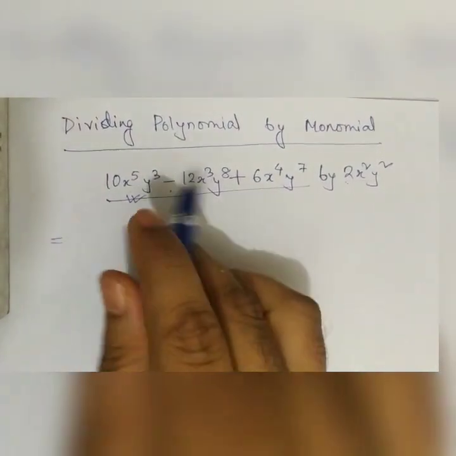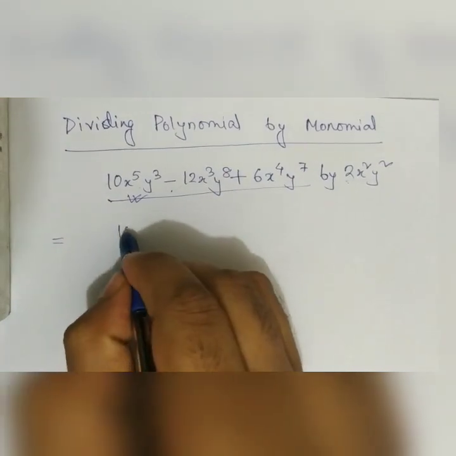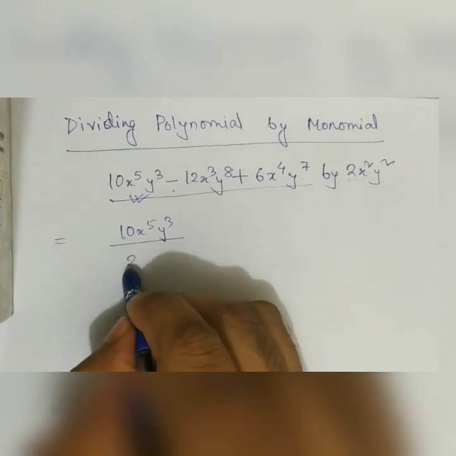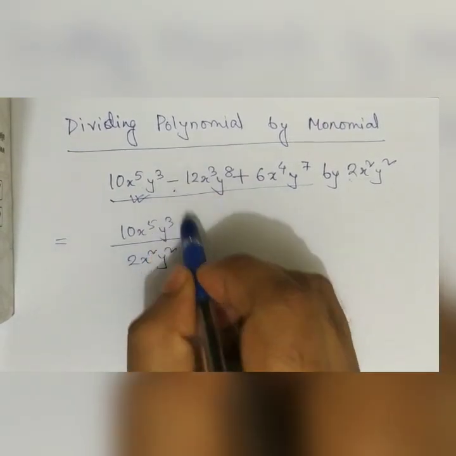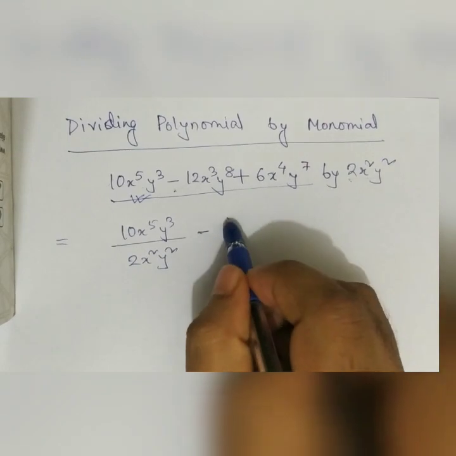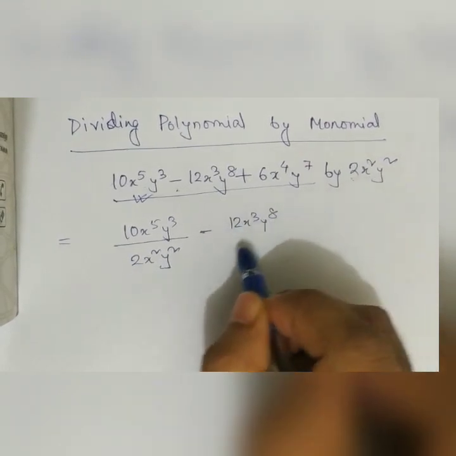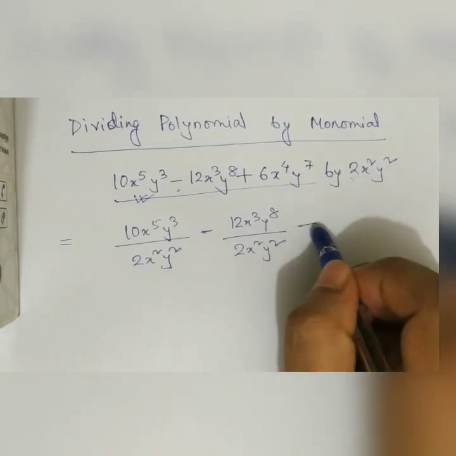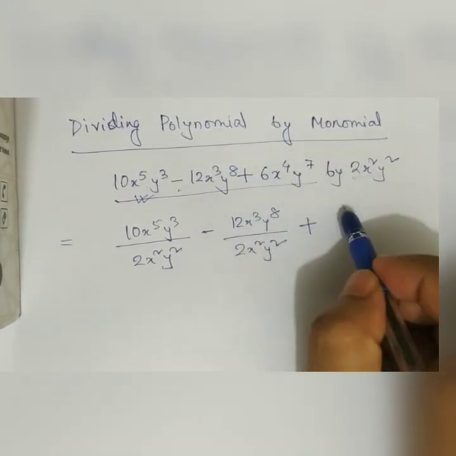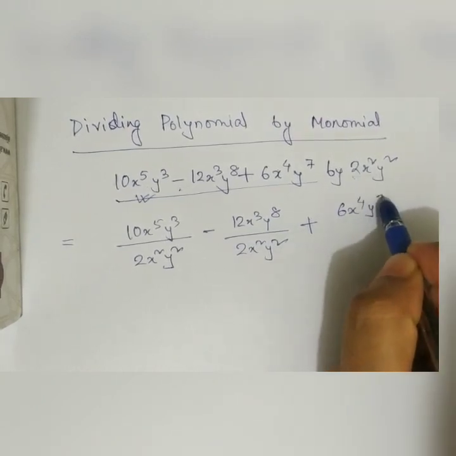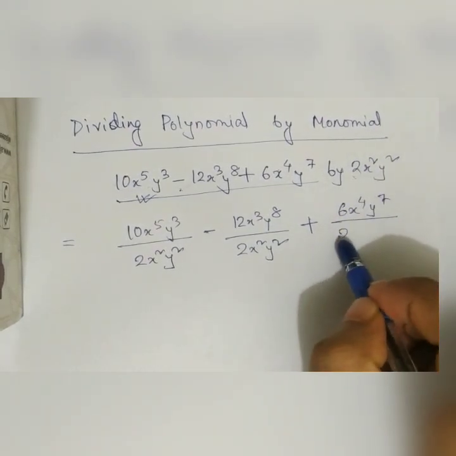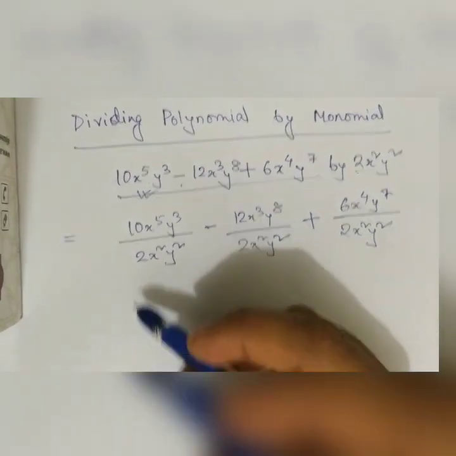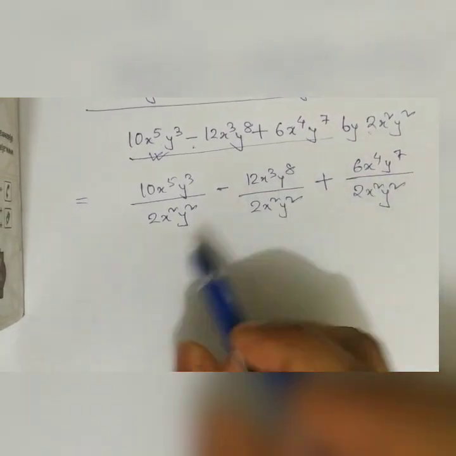Very simple. We just write this separately. That is 10x^5 y cube by 2x square y square. Then we put the minus sign over here. Then we write 12x cube y to the power 8 divided by again 2x square y square, plus this whole 6x^4 y to the power 7 divided by 2x square y square. Okay, now we divide them individually.